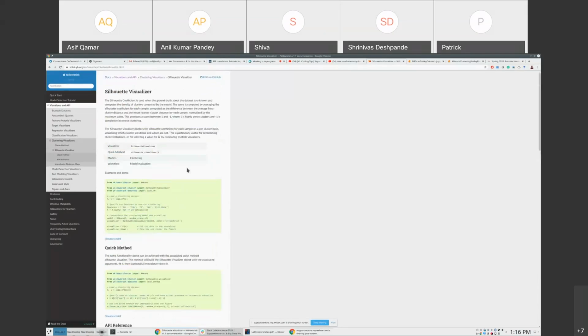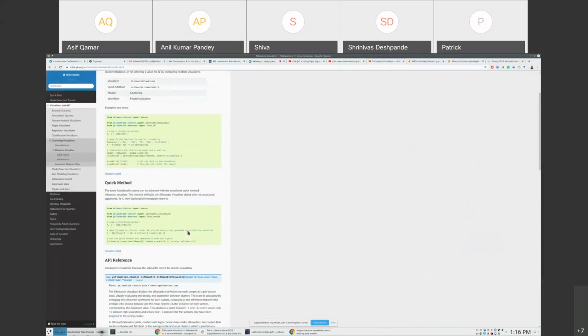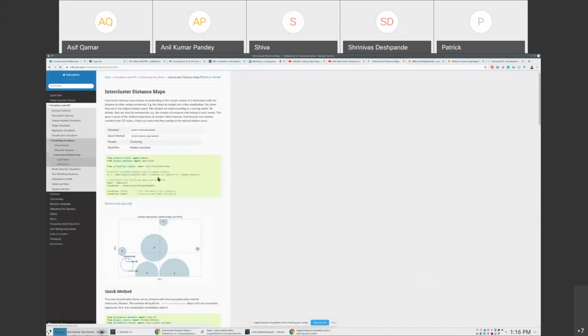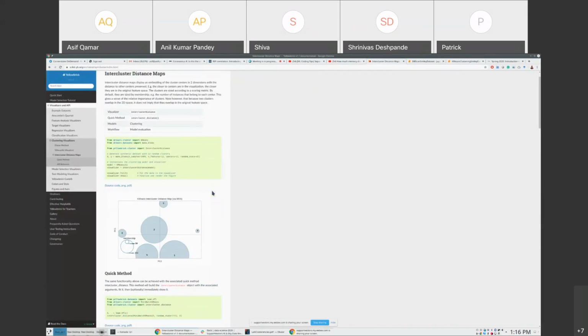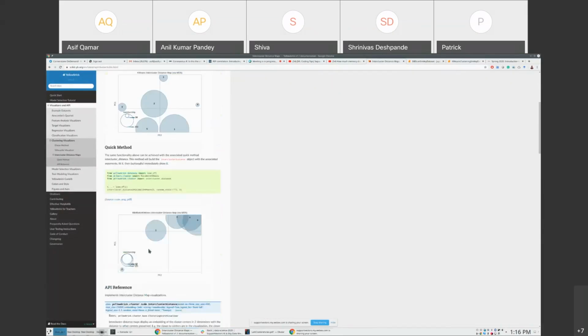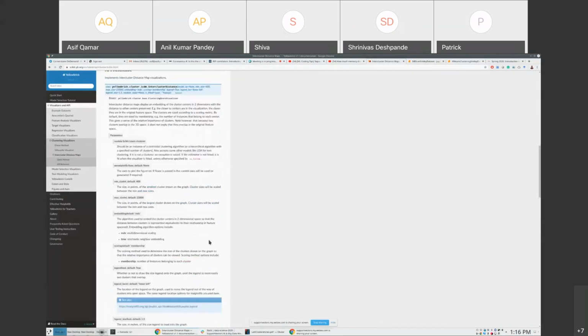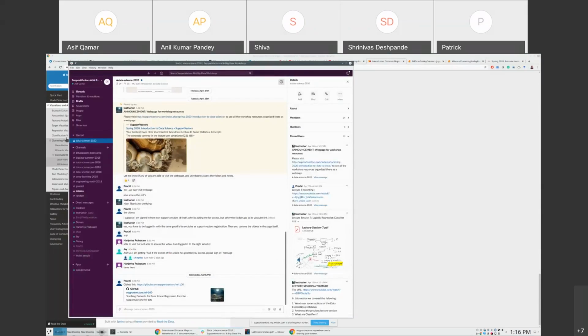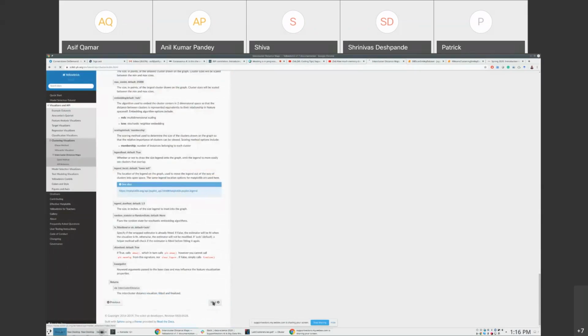It's pretty useful. It will do pretty much what I did with the code. Now that the Yellowbrick library is there, I would encourage you to use it, and I'll also post code based on that. This is the intercluster distance map. How distant are the clusters from each other? So make yourself familiar with these libraries.